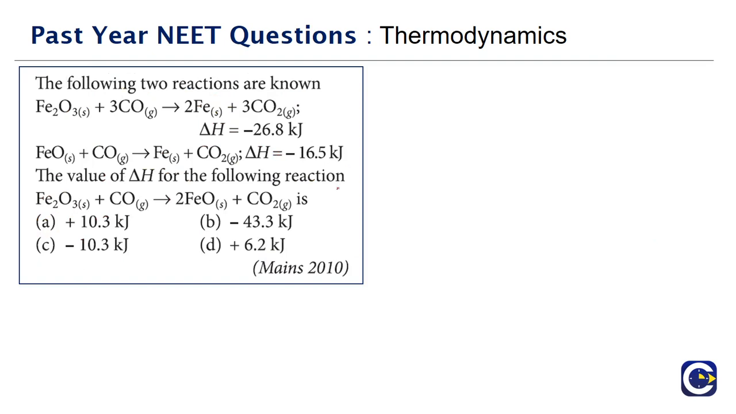Next we have another question which has come in mains paper 2010. This is also based on the Hess law of constant heat summation. So we will see that if you look at the past years, at least in the last 15 years, we would be having minimum 3 questions like that on the Hess law application. So what is it? The following 2 reactions are known. So first reaction is what? Let's just number them. First is what? Fe2O3 plus 3 moles of CO gives rise to 2 moles of Fe plus 3 moles of CO2. Delta H is what? Minus 26.8 kilojoules.